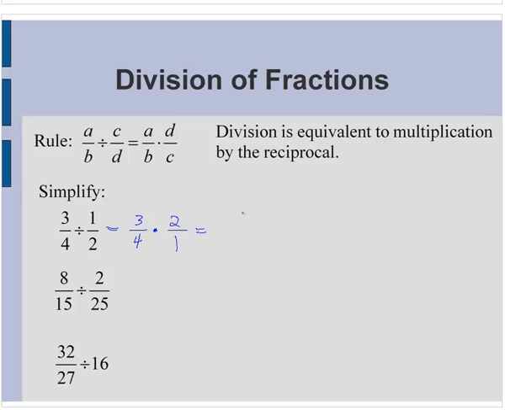Now, using multiplication, we have 3 times 2 over 4 times 1. Thinking of that 4 as 2 times 2, we can remove a common factor of 2. And simplifying, we have 3 over 2 times 1 is 2, so 3 over 2. Why don't you try these next two on your own? It'd be a good time to pause.